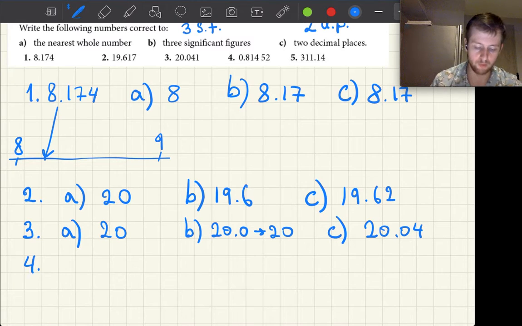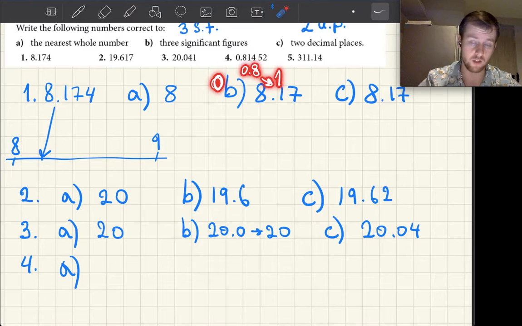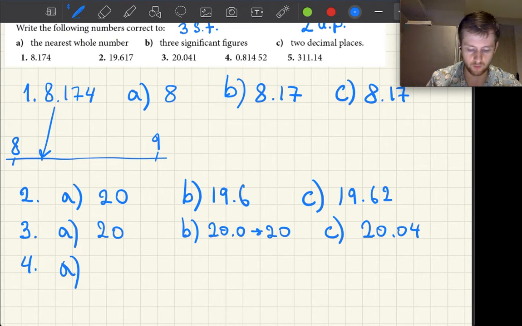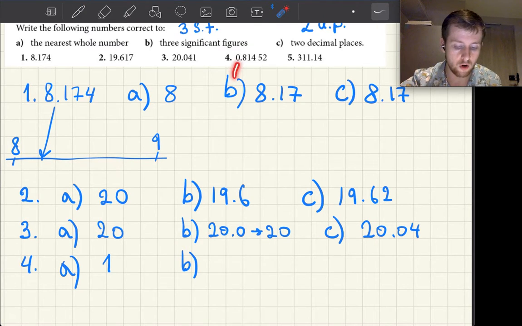Number 4, we have this big decimal number. For the nearest whole number, this number 0.8, to write it shortly, is between 1 and 0, and it's closer to 1. We can see that, so the answer is 1. For part B, 3SF, this is where it gets a bit tricky. A significant figure: a 0 on the left is not a significant figure. So actually we start from 8. This is the first significant figure, that's the second one, and that's the third significant figure.